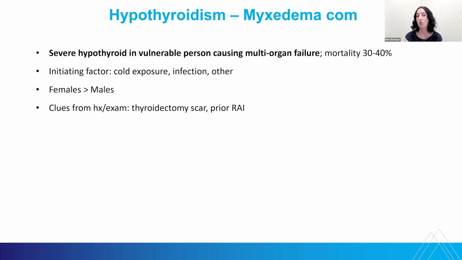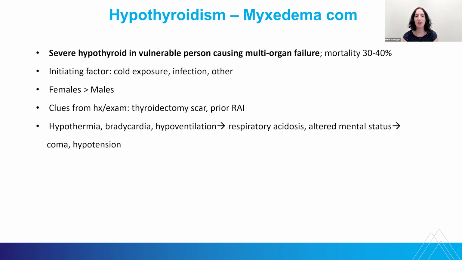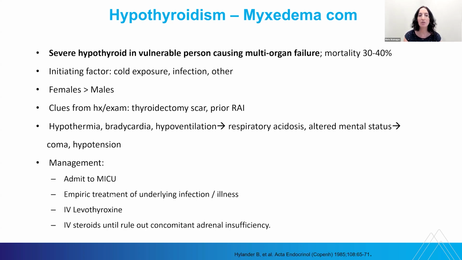Clues from our exam, if you don't know that they have hypothyroidism, you might see a thyroidectomy scar, or they may have had prior radioactive iodine. And the signs on exam, you're going to have a depression of the vital signs. So hypothermia, bradycardia, hypoventilation leads to respiratory acidosis, altered mental status, obtundation, coma, and eventually hypotension. The management is admit to the intensive care unit, treat the underlying illness, give intravenous levothyroxine, plus or minus liothyronine, which is T3, and intravenous steroids until we rule out concomitant adrenal insufficiency.